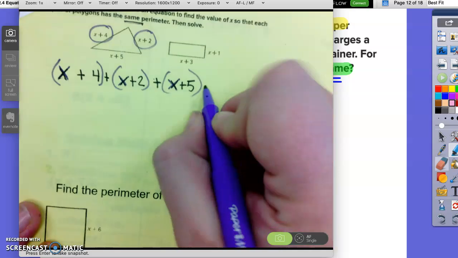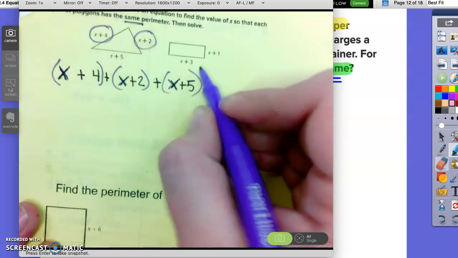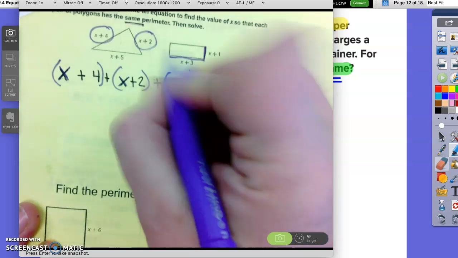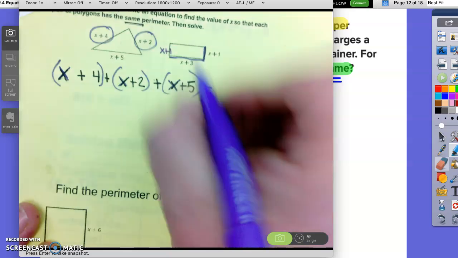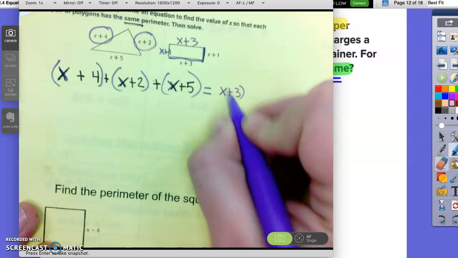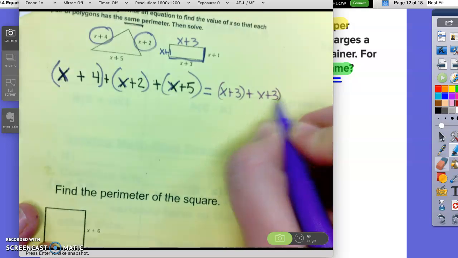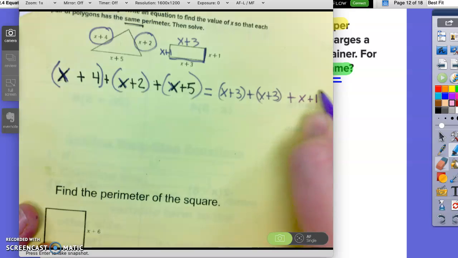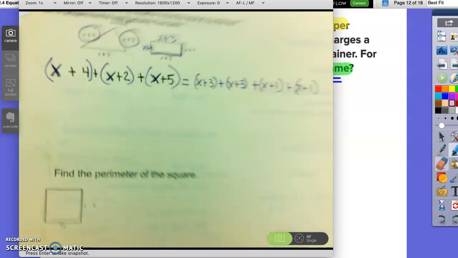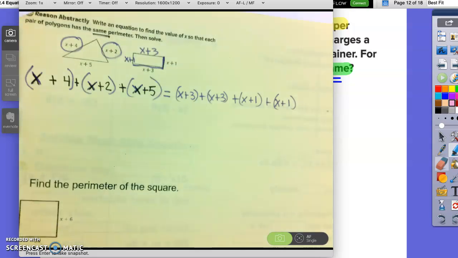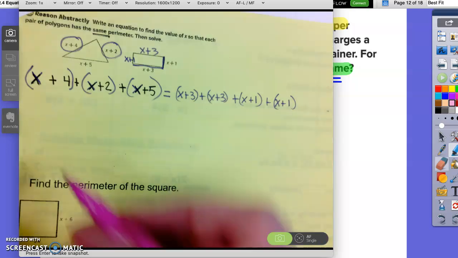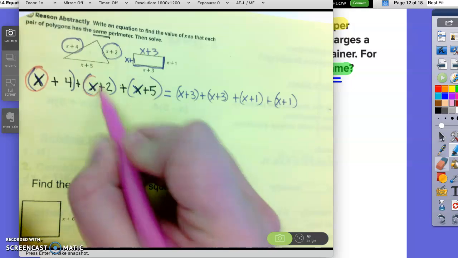And then I have to set it equal to the perimeter of this. But if you notice, it's only giving me this one and this one, but actually this one is also x plus 1, and this one is x plus 3. So x plus 3 plus x plus 3 plus x plus 1 plus x plus 1. I know it's a long problem, but just go ahead, and what I would do is look for all your like terms. So circle all of your x's first.